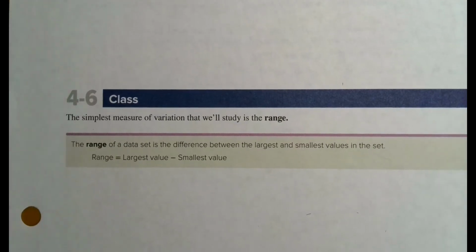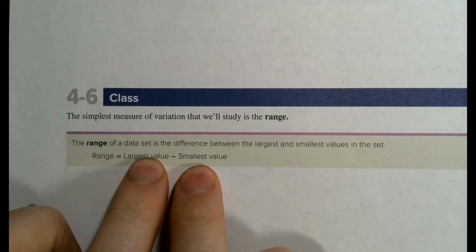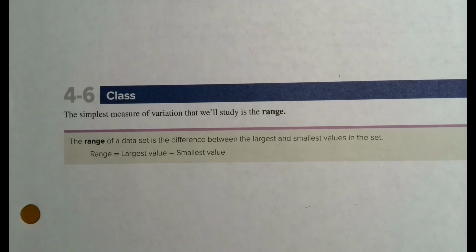Range is a really simple, quick calculation. It's not a very good measurement of spread. You just take the largest value and subtract from it the smallest value. Notice this is really similar to the mid-range function, which was the sum of these two numbers divided by 2.